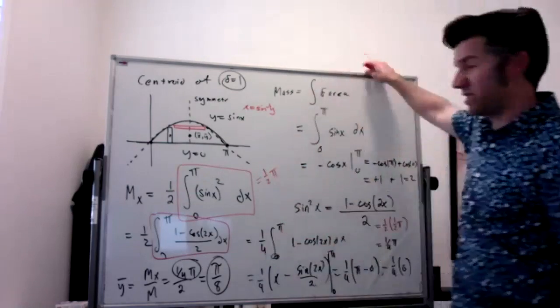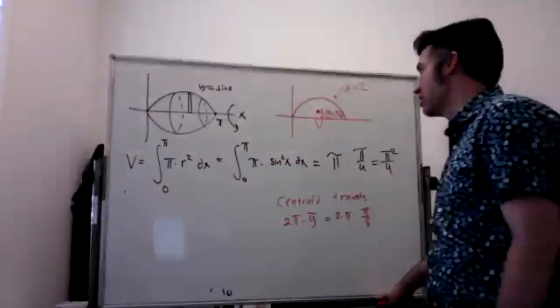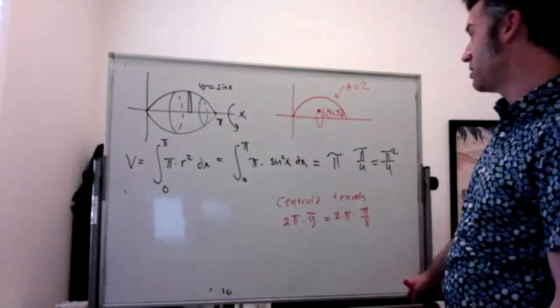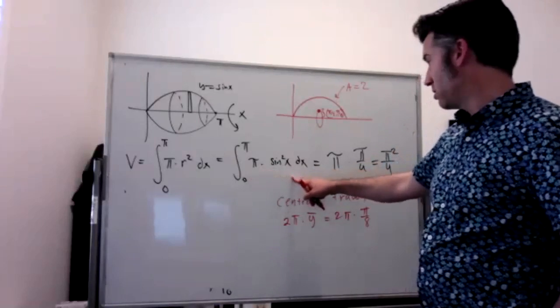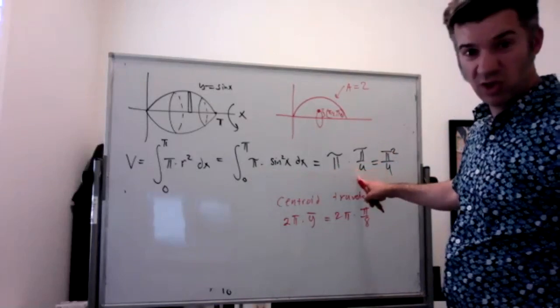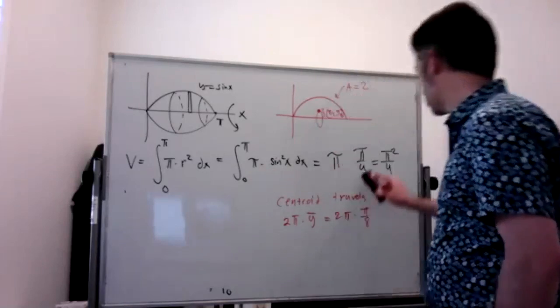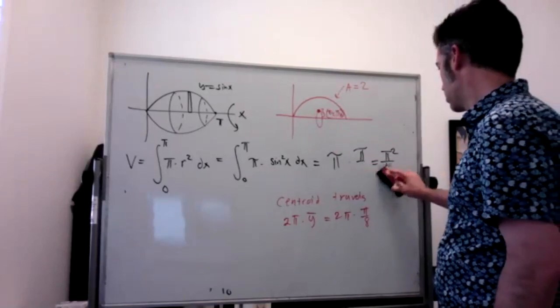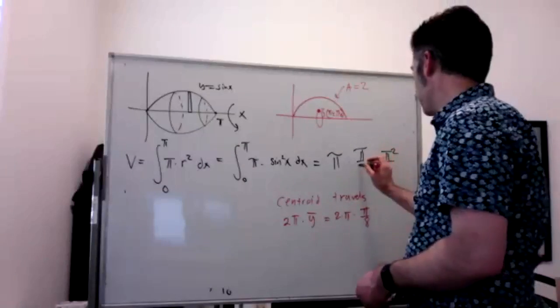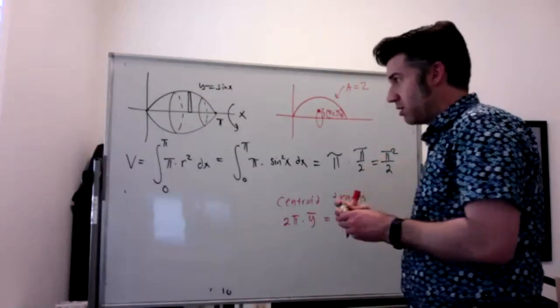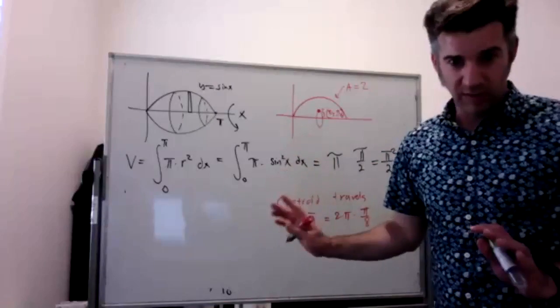Sorry, that's kind of lame. I apologize. So this volume integral should have been pi times pi over 2. Sorry about that, guys. Okay. So the volume of that's actually pi squared over 2.